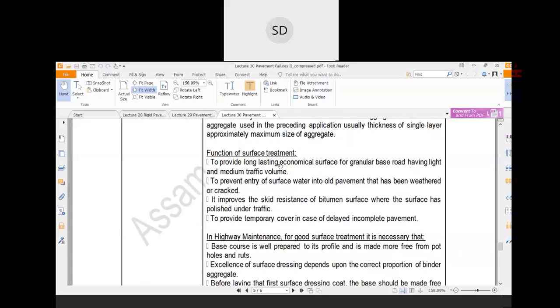Now, functions of surface treatment. So what is the function of the surface treatment? The functions are to provide a long-lasting economical surface for granular base roads having light and medium traffic volume, to prevent entry of surface water into the old pavement that has been weathered or cracked, to improve the skid resistance of the bituminous surface where the surface is polished under traffic, and to provide temporary cover in case of delayed incomplete pavement. So these are some functions of surface treatment. That is why surface treatment is necessary.